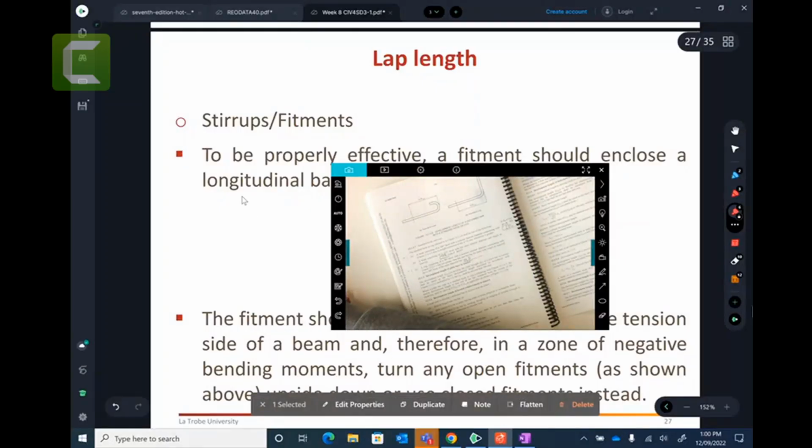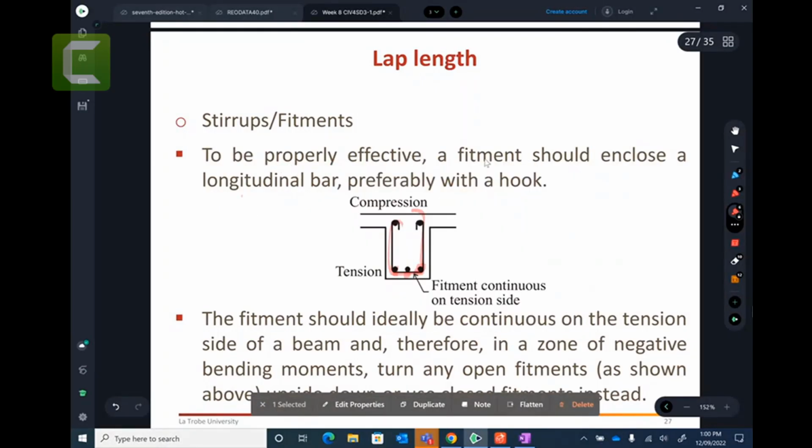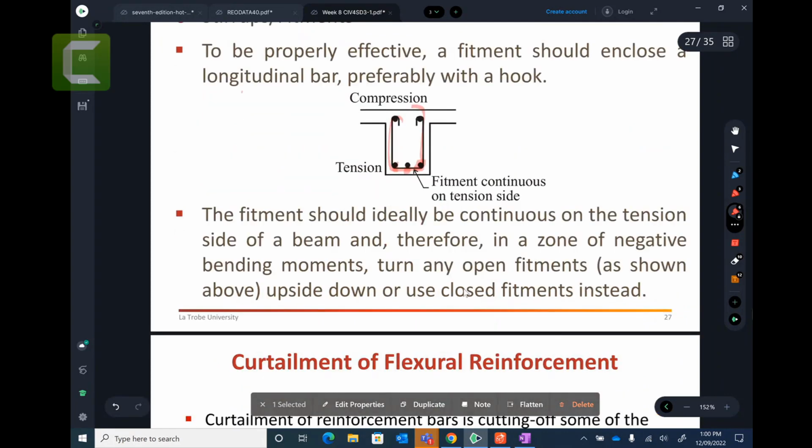That's what the standards are going to tell us: to be properly effective, the fitment should be enclosed and longitudinal, preferably with a hook. Okay, so that's fine. Fitment should ideally be continuous on the tension side of the beam, and therefore in the negative bending zone, use closed fitments rather than open fitments. So they said use the closed fitments. It will help you to reduce your development length.